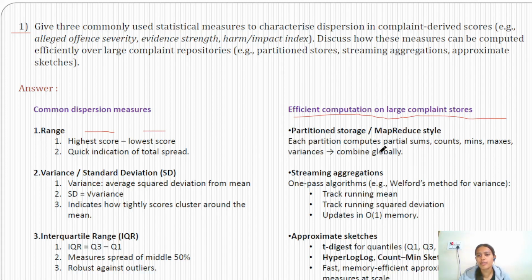Each partition computes partial sums, counts, mins, maxes, and variances are combined globally. Streaming aggregations use one-pass algorithms, for example Welford's method for variance: track the running mean, track the running squared deviation, updating in O(1) memory. Approximate sketches: t-digest for quartiles Q1, Q3, and median, HyperLogLog, count-min sketch for frequencies. These are fast, memory-efficient approximations of dispersion measures at scale.